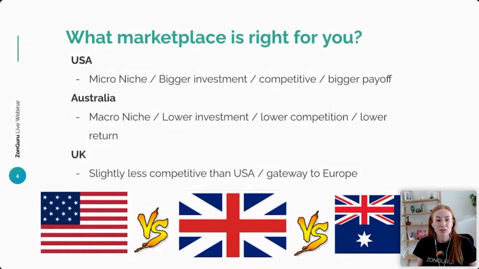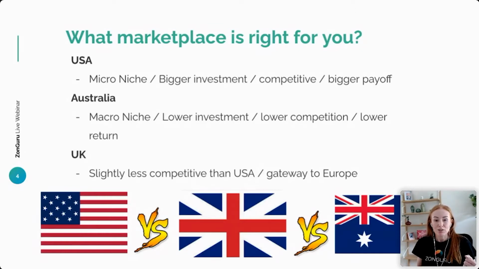So maybe your business strategy in Australia would be to release one product every 6 to 12 months and have 5 or 6 products on there earning you a reasonable return. When they're added together, it's a super healthy business. Whereas USA, maybe you need to put all that investment capital into one product. Of course, everybody's different. And then the UK, slightly less competitive than the US.